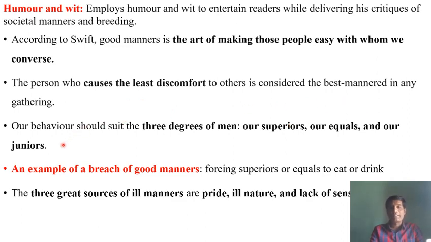He says that our behavior should suit three degrees of men: our superiors, our equals, and our juniors. He has also given an example of a breach of good manners, that is forcing superiors or equals to eat or drink. We should not compel our friends or our superiors to accept our hospitality. It is a breach of good manners.